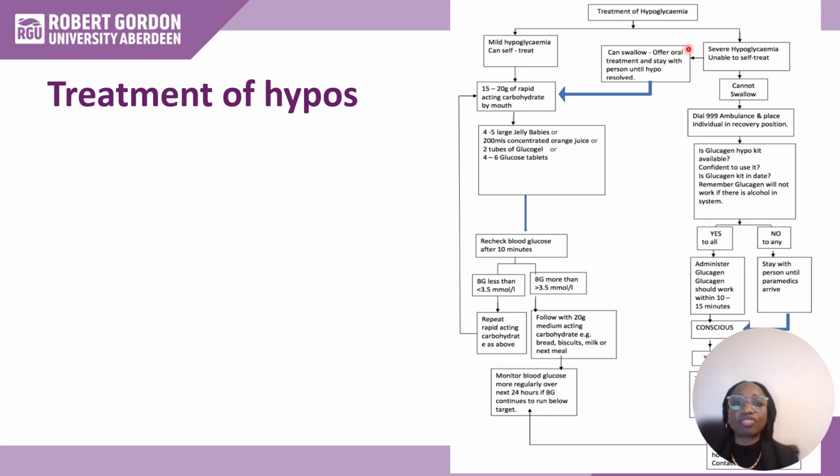Okay. Now, if it's severe hypoglycemia and they are unable to self-treat, they cannot swallow, definitely call 999 and place the individual in the recovery position. This is when we'll have to ask, do they have a glucagon hypo kit? Is that available? Can somebody use it? And all that. Okay, and then this is the protocol to follow. So most people with type 1 diabetes will have, for example, glucose tablets, but they will potentially also have the glucagon kit for hypo emergencies.